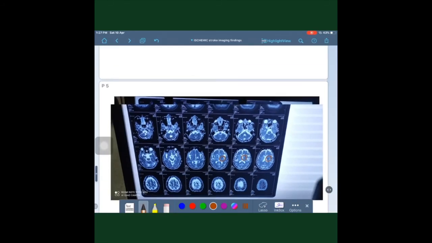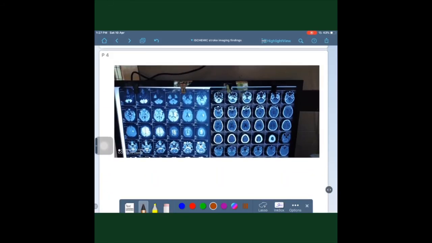And we can also see the difference between CT brain and MRI brain. In this slide, you are seeing both CT and MRI. In the CT brain, you are seeing hypodensities, which I am marking here. In the same place, you are seeing increased signal in diffusion weighted imaging. By this way, we can diagnose a case of ischemic stroke.